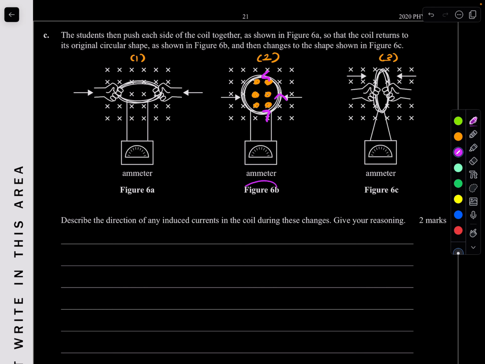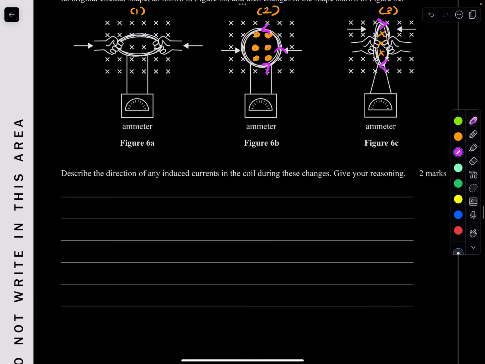And what about when you're going from 6B to 6C again? You've gone back to your original shape, and now you've decreased that again, so you've decreased your magnetic flux. Like we said, Lenz's law states that it will try to oppose that change, and when we decrease it, remember, the induced magnetic field direction is in the same direction as the original. So imagine your thumb into the page, and so it should be rotating clockwise when you're going from 6B to 6C. All right, so let's just write, 2 marks.